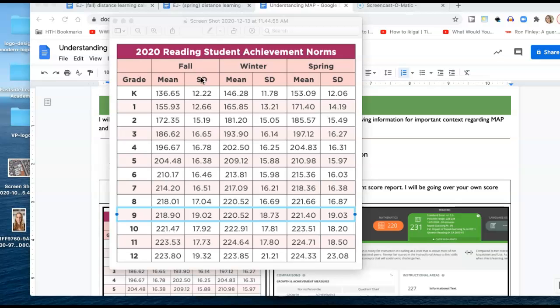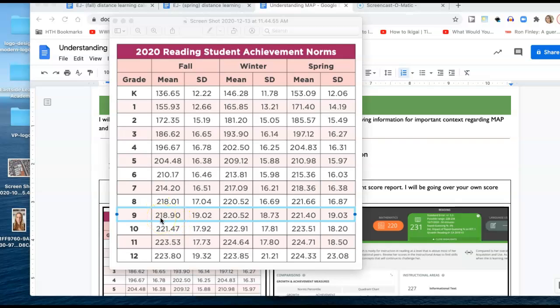Basically, all you need to know is, yes, the national average for ninth grade was 219, but the majority of ninth graders scored within a range of this number, and the range is 19.02. So 19 above or below the mean or the average here. Pretty much, to put it in simple terms, you can look at this chart and see that the national average, so most ninth graders that took the MAP test in the fall, scored 19 above or below this number.